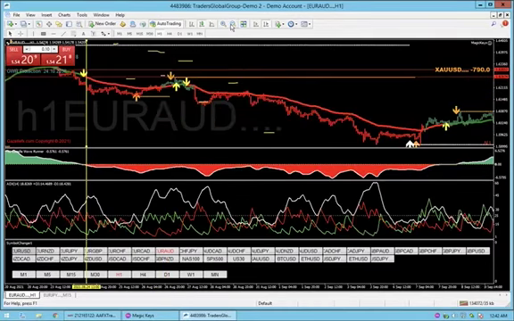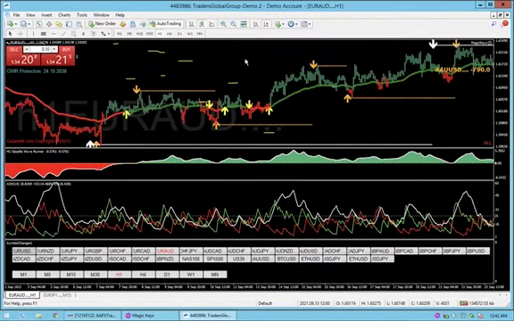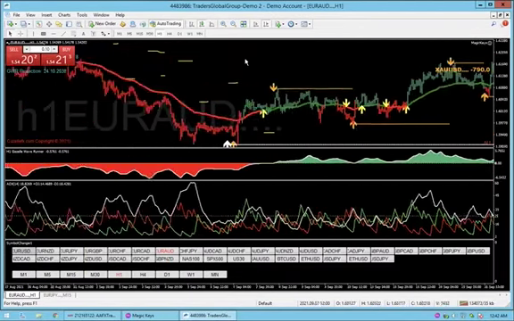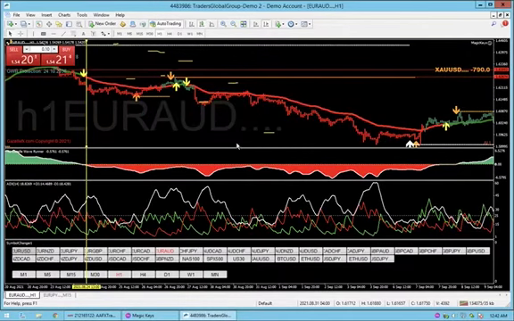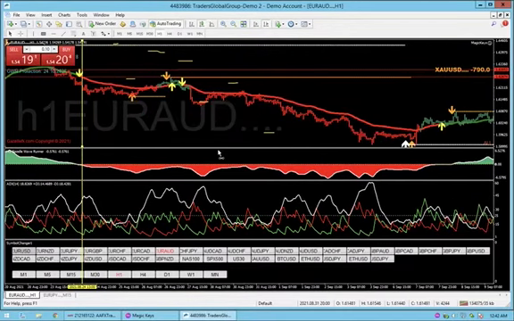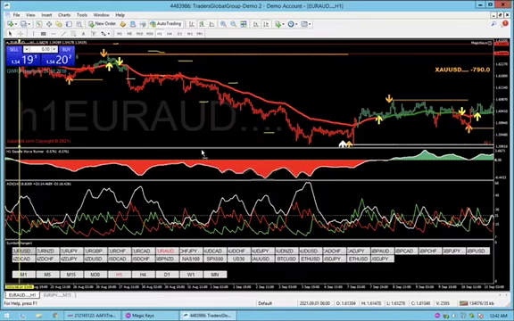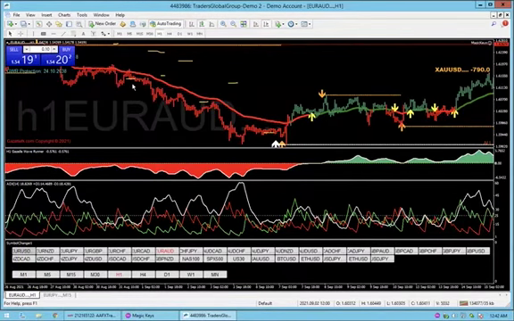And as you can see, within the oscillator, look what happened. That whole time in that oscillator, what did it do? It stayed in negative territory. And what did true trend do? It stayed red. So this gives you the confidence that even if it's pulling back, if it hasn't turned green, it's still in a downward trajectory.